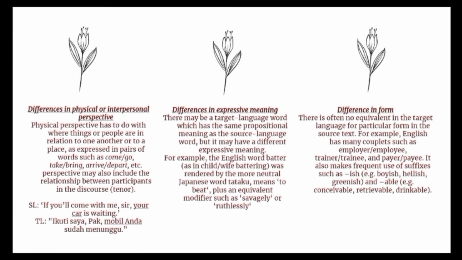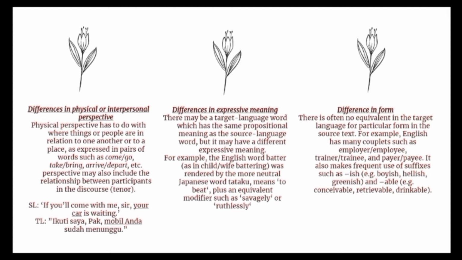The next is differences in physical or interpersonal perspective. Physical perspective has to do with where things or people are in relation to one another or to a place, as expressed in pairs of words such as come or go, take or bring, arrive or depart, etc. Perspective may also include the relationship between participants in the discourse, or tenor. For example, if you will come with me, sir, your car is waiting. Ikuti saya, Pak, mobil Anda sudah menunggu.